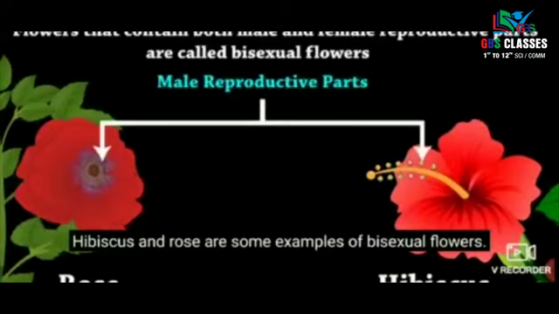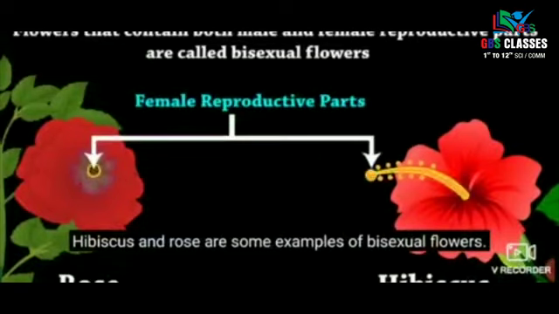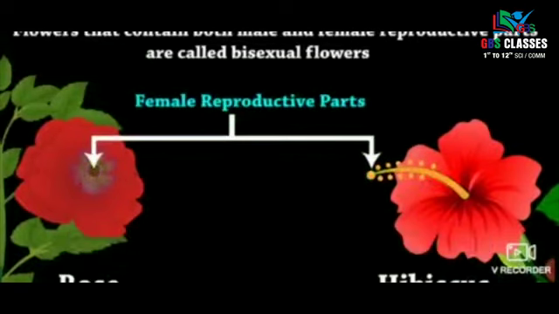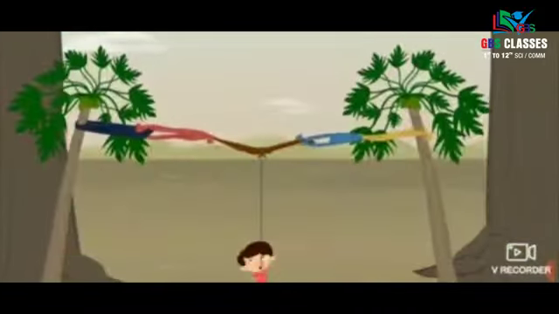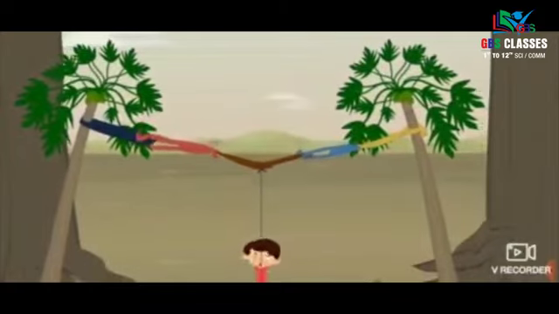Now, as these animations explain, there are two types of flowers, mainly unisexual and bisexual. Flowers that contain both male and female reproductive parts in themselves are known as bisexual flowers. Examples are rose and hibiscus. As this picture shows, the male reproductive part and female reproductive part are both in the same flower, so they are called bisexual.